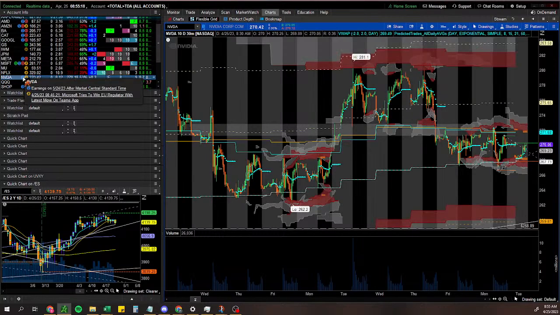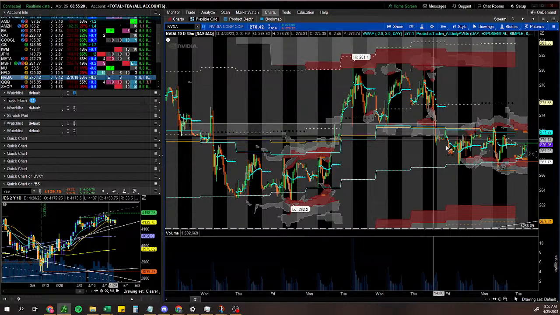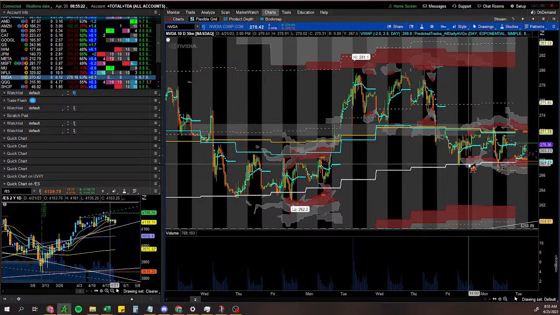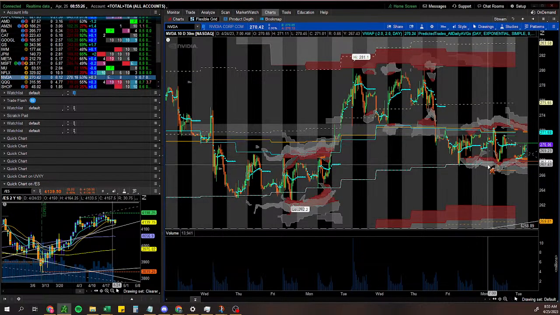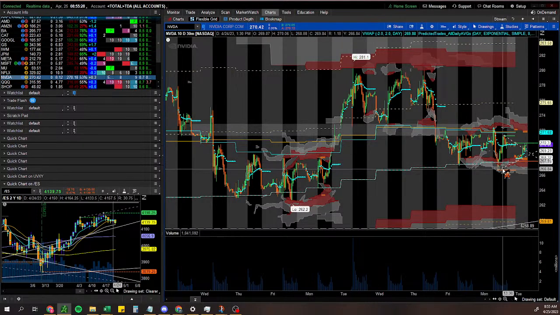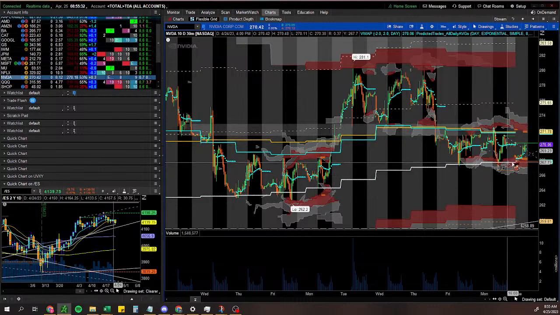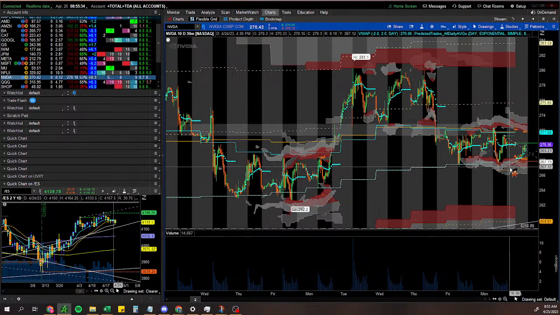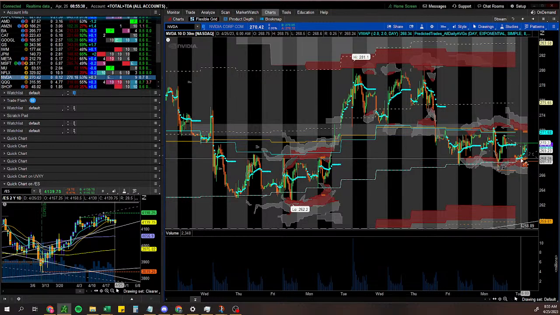Nvidia doesn't report till end of May. Made it back to the daily 21, trying to hold around 267.5. That's where your support sits. Yesterday's lows near 266.75. So what, a little 75 zone, 75.75 zone of support.